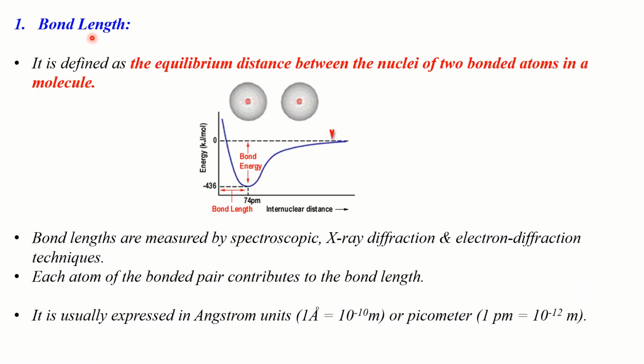The first bond parameter is bond length. Now look at this animation. Here, energy of the combining atoms or the system in general is taken along the y-axis and the internuclear distance between the combining atoms is taken along the x-axis. Now from the representation you can see how energy of the system varies with internuclear distance between the combining atoms.